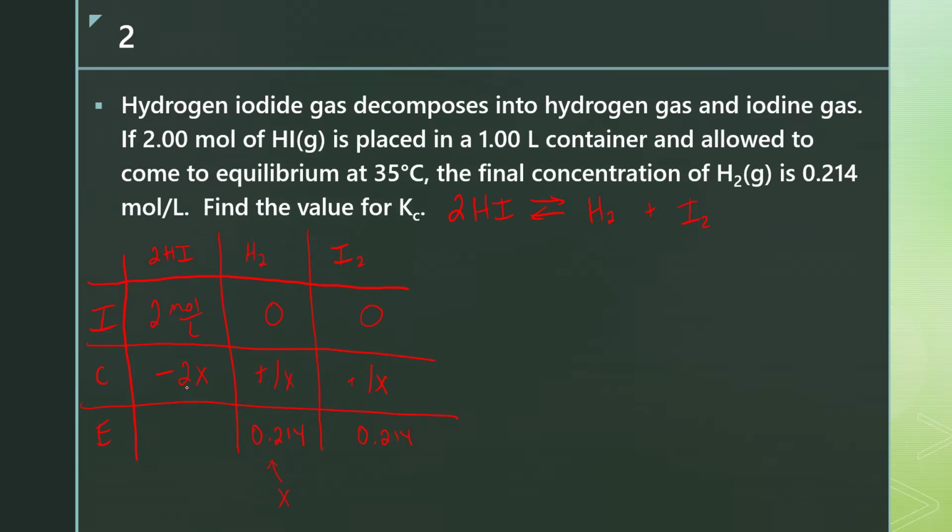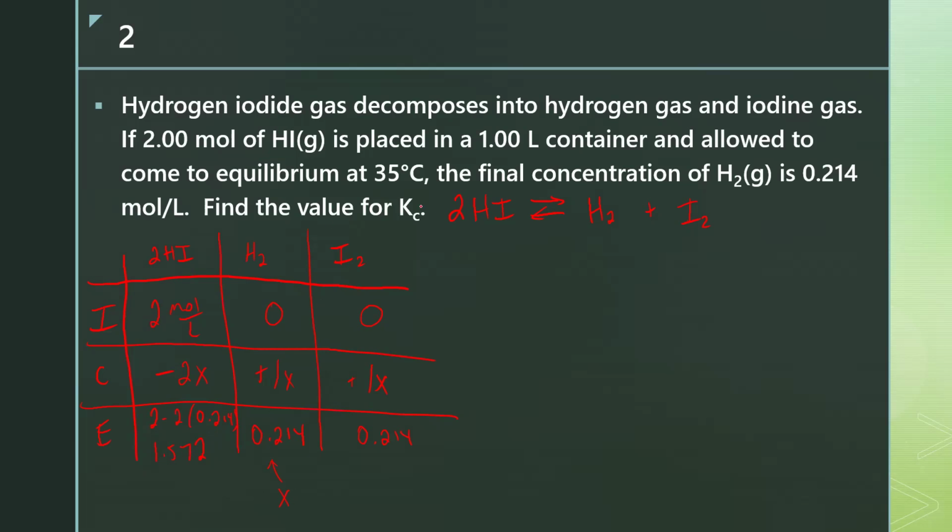As for this one, 2 minus 2x. So I have to go 2 minus 2 times the x value, which we found was 0.214. Long story short, we're going to get 1.572 as our equilibrium concentration for those 2 HIs.